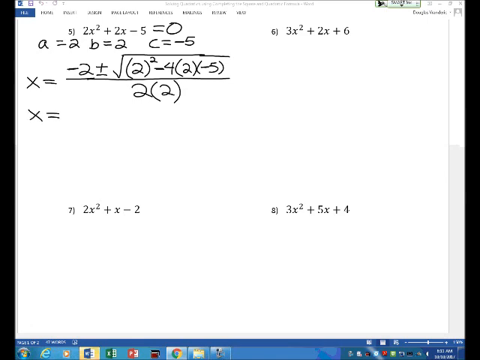Negative 2. Take out your calculator if you have it. What is 2 squared minus 4 times 2 times negative 5? Type it in exactly how it is: parentheses squared minus 4 times 2 times negative 5. Did I tell you to type in the radical? No, don't type in the square root yet. You should get 44. If you typed in the radical, then you won't get 44. It'll give you it simplified already.